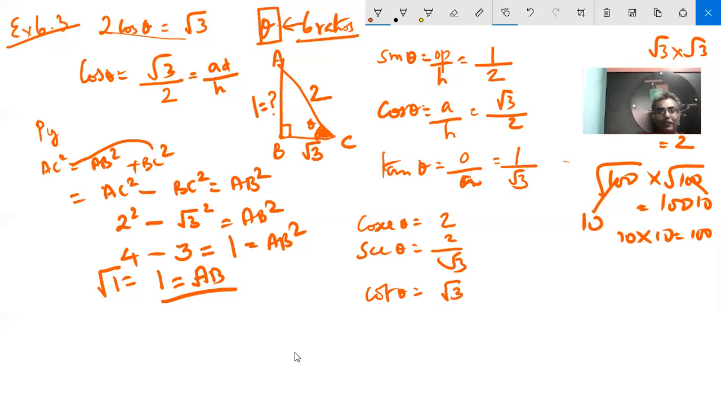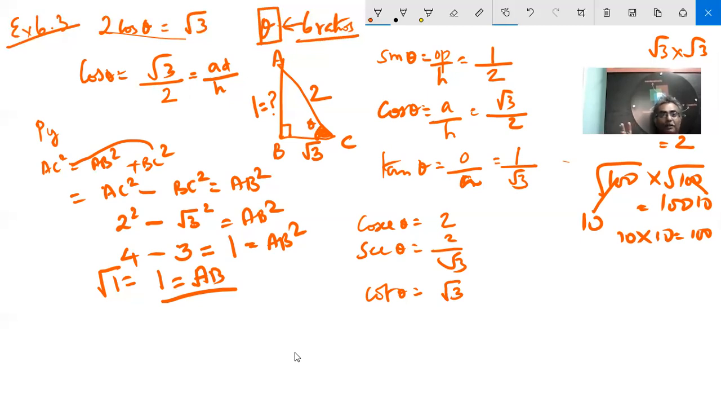First step, make 2 cos theta equal to root 3, so cos theta is equal to root 3 by 2. Once you get that, you immediately apply the formula adjacent side by hypotenuse and draw the triangle. Put the adjacent side as root 3 and the hypotenuse as 2. Then you apply the Pythagoras theorem and immediately get the opposite side, which is 1. Now you have 1, root 3, 2, everything, so you can find all the 6 ratios very easily. The last steps are simple.